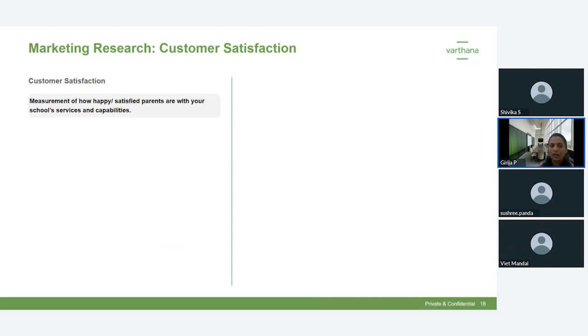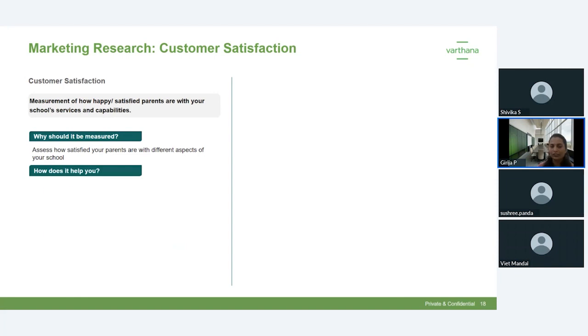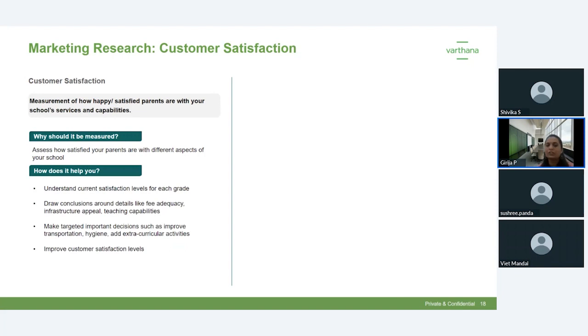So in customer satisfaction, you're measuring how happy your parents are with your school services and capabilities. And why is it important to measure? Because it will help you assess how satisfied and happy parents are with the different aspects of your school. Are they happy with the education quality, or are they happy with the infrastructure? It will help the school understand customer satisfaction at different levels and different grades. There are chances primary parents are happier than the secondary grade parents. It will help you draw these conclusions about which are the highlights of your school, what is more appealing, infrastructure or teachers' capability. It will help you know more about your school.